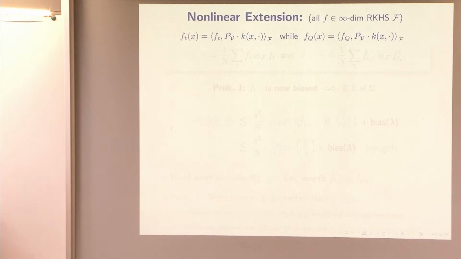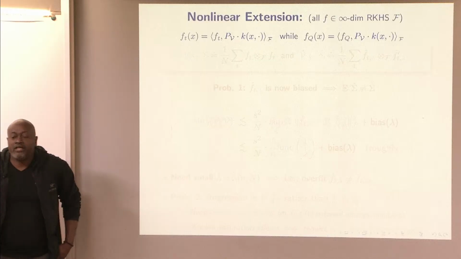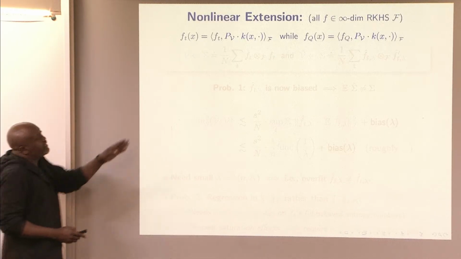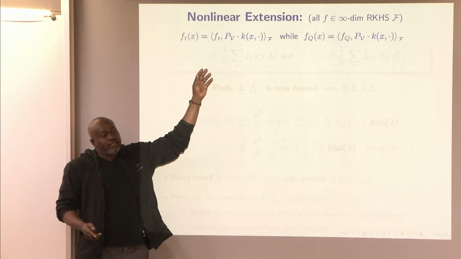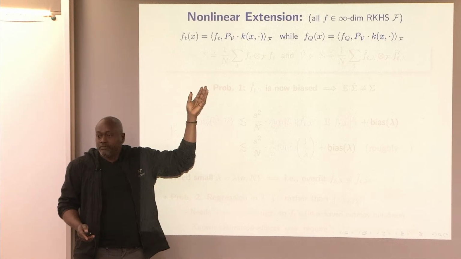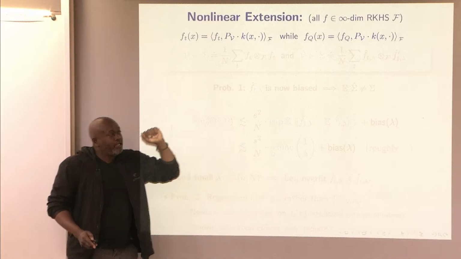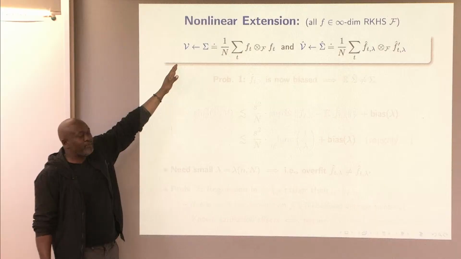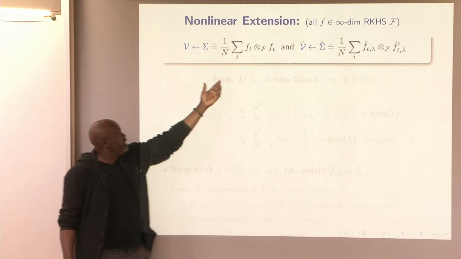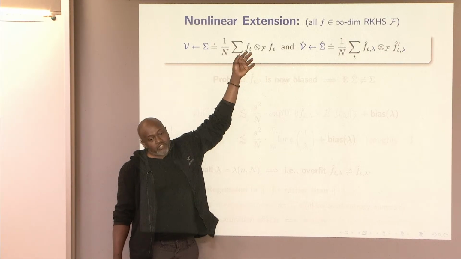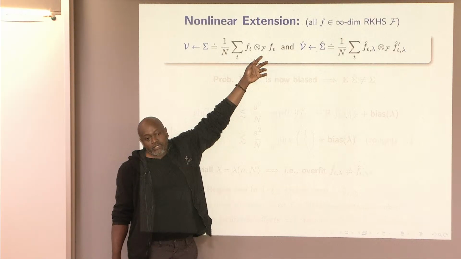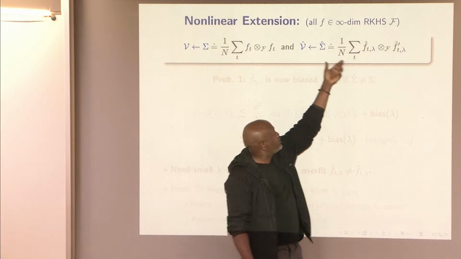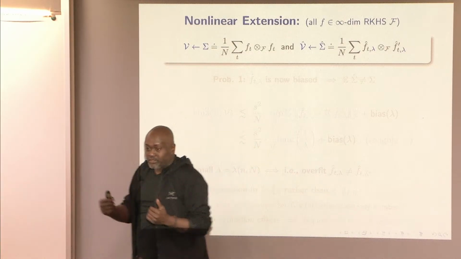Now, let's go to the nonlinear case. F is now in an infinite dimensional RKHS. The key point is that the model class is infinite dimensional. Fine. If the model class is infinite dimensional, again, we're going to use the same idea. We take the outer product of the regression functions with respect to the inner product in the RKHS, and then we estimate this operator this way through regression.